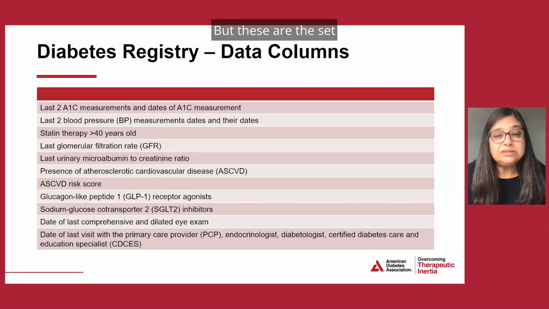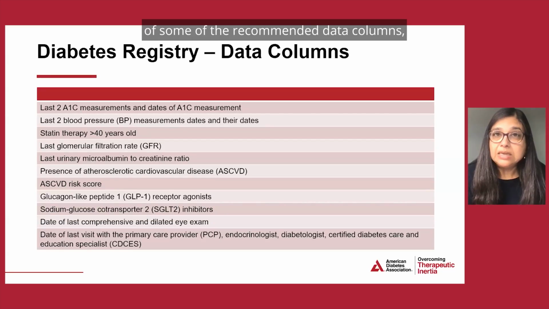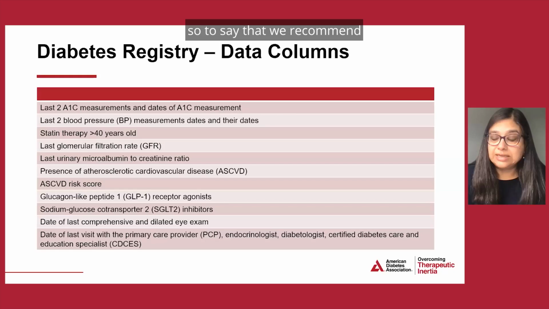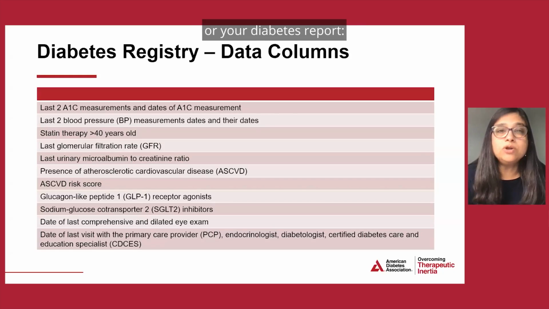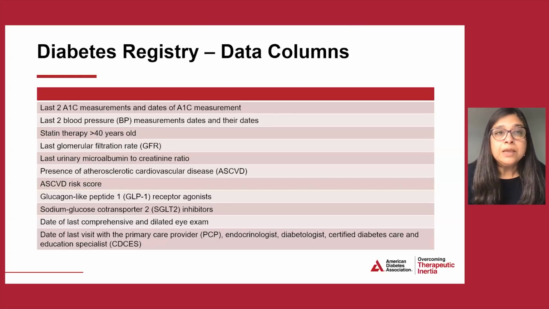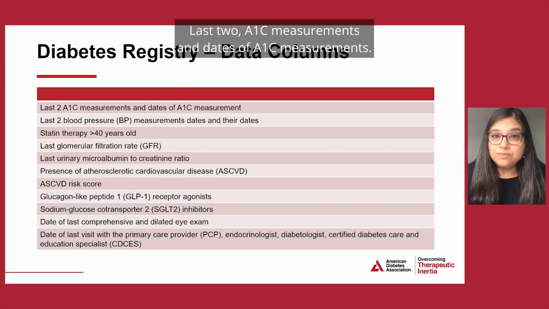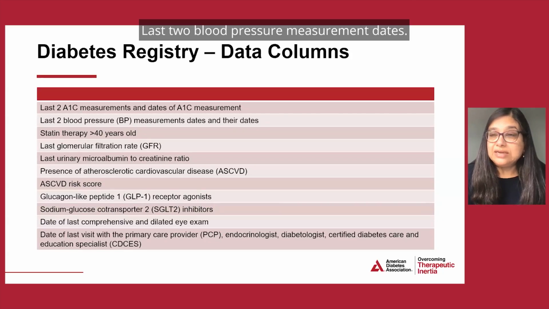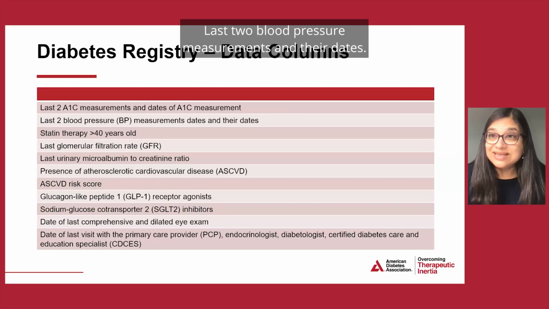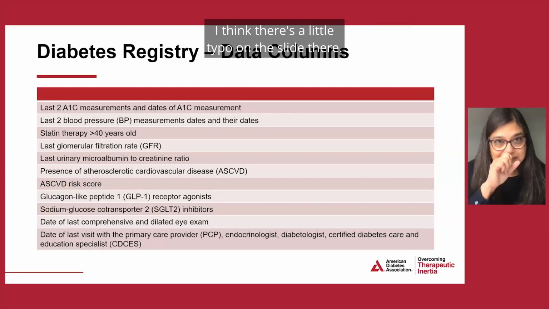But these are some of the recommended data columns, so to say, that we recommend should be part of your therapeutic inertia report or your diabetes report. Last two A1C measurements and dates of A1C measurements, last two blood pressure measurements and their dates. I think there's a little typo on the slide there.